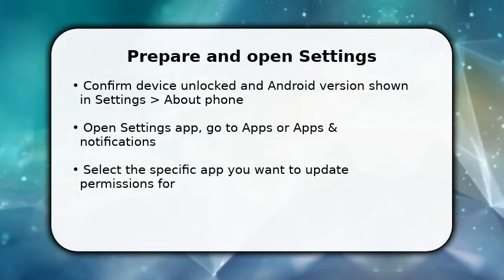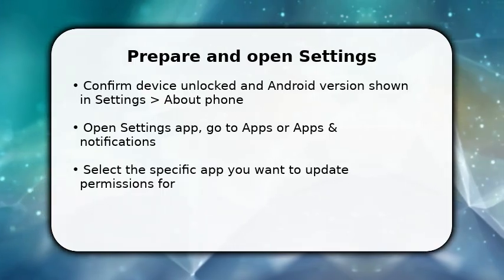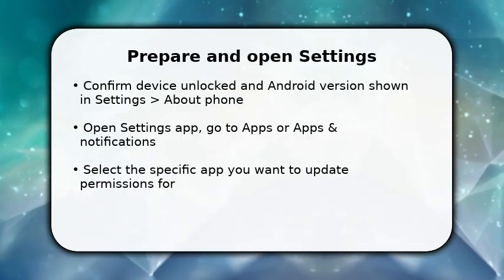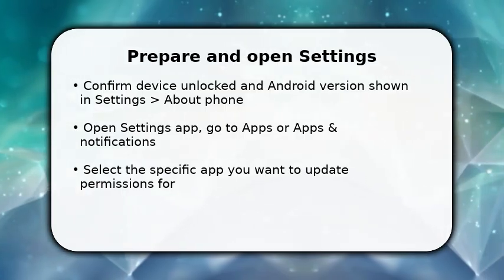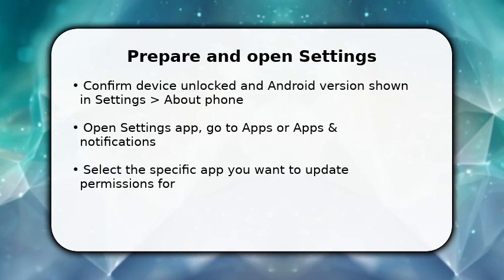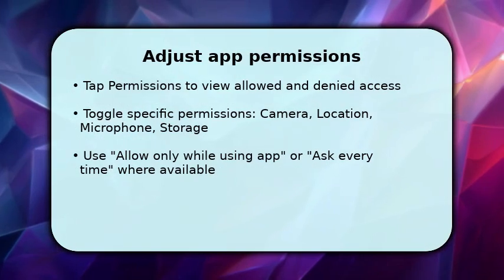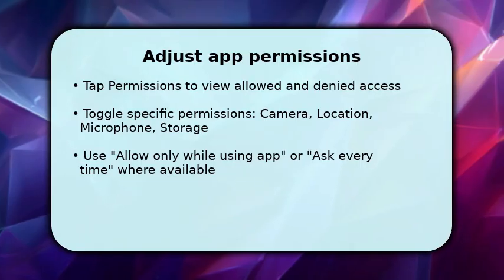You do this first so you operate inside Android's permission model rather than guessing. Make sure to note whether the app is a system app or downloaded, because that affects available toggles, and whether you see an additional permissions entry. Now tap Permissions on the app page to see a categorized list of allowed and denied access.